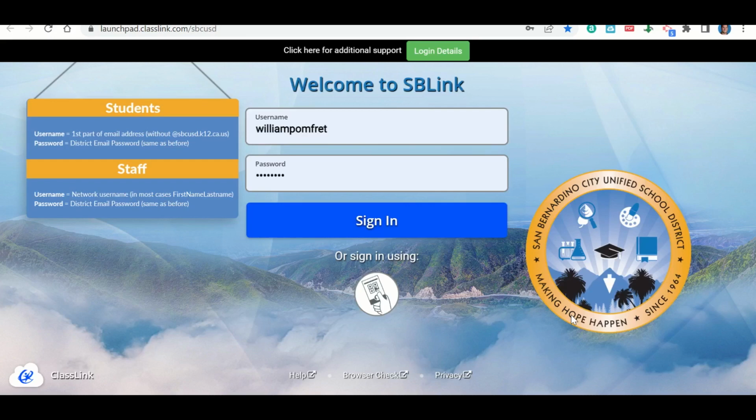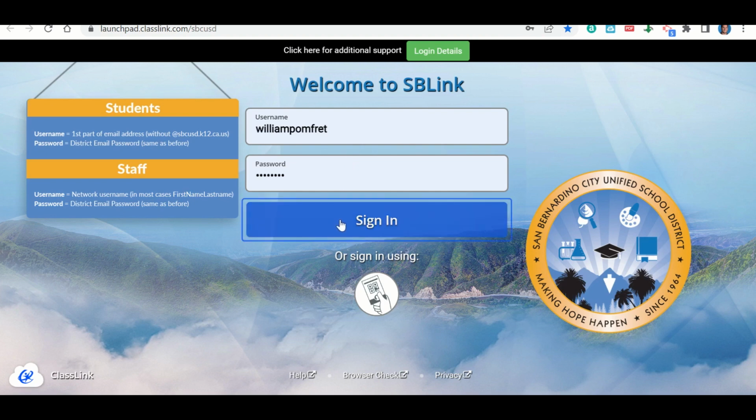Let's talk now about how to access your assignments on IXL using SBLink. So what you'll do is you'll click on the link that takes you to your SBLink, which should look like this, and you're going to log in the same way you would log into your computer. So the first part for your username is going to be the first part of your email address without the @sbcusd.ca.us. So it should be your last name, first initial, middle initial, and then the last 4 of your student ID. Then for your password, it's the same password you use to log into your Chromebook.